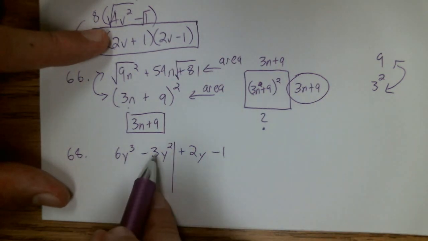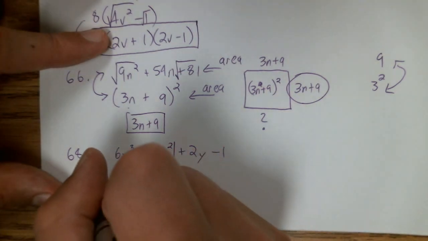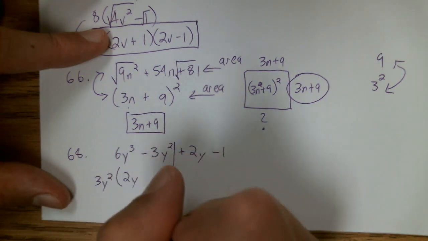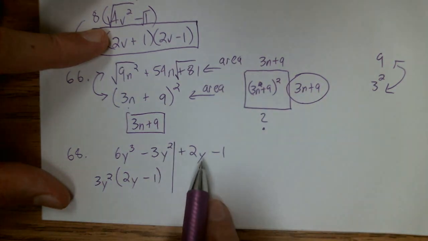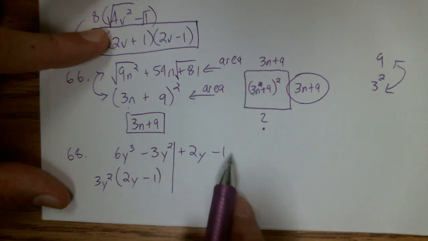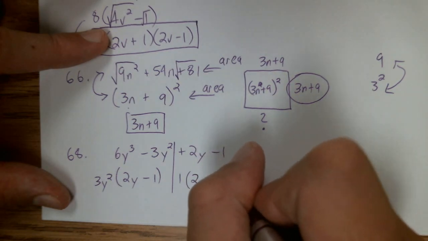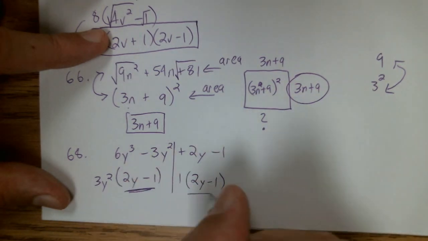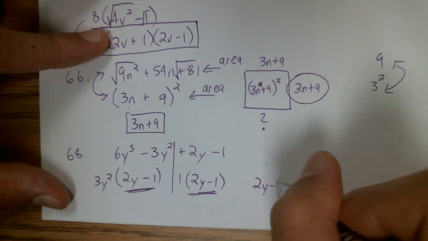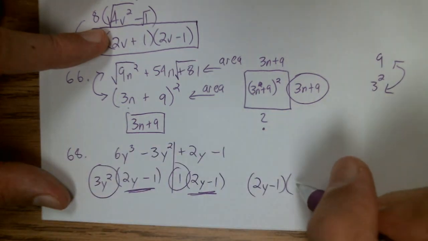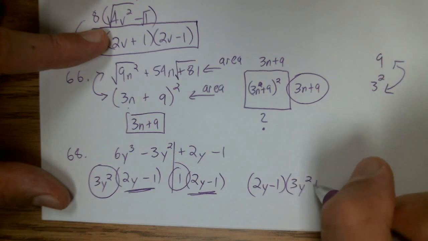So I can pull out here, down here I can pull out a 3y squared. That's going to leave me with 2y minus 1. Here I can't pull out anything. When you can't pull out anything, all you can do is pull out a 1. And guess what? That's going to leave me with 2y minus 1. They match. 2y minus 1 match. So one of my answers is 2y minus 1. And my other factor is the leftover stuff, 3y squared plus 1.